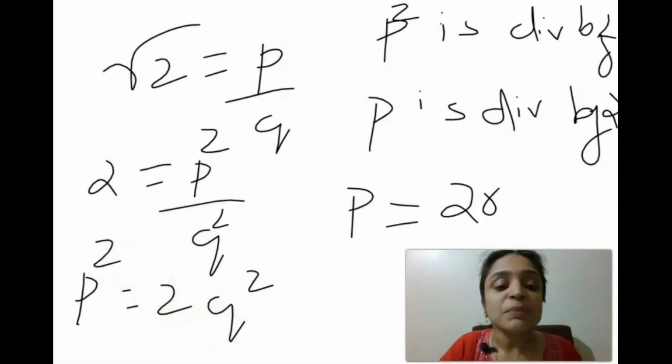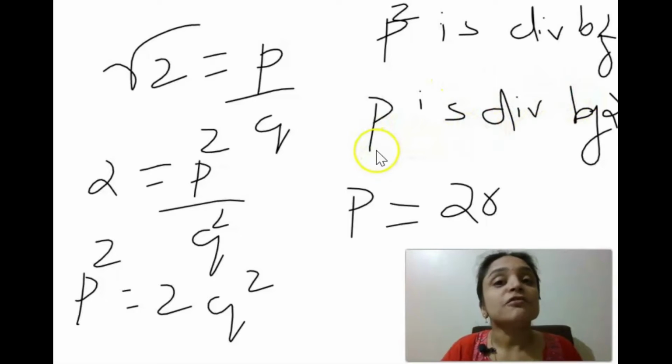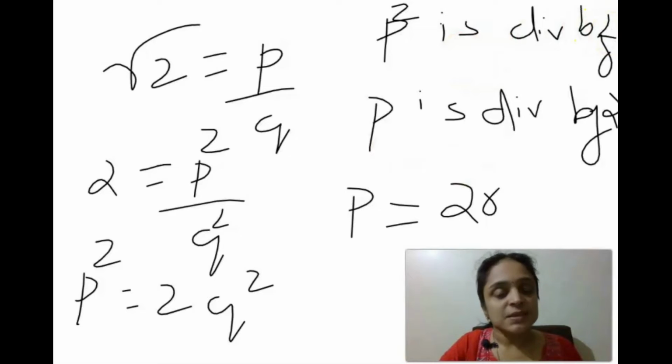So we have p square equal to 2q square, means p square equal to 2 into some number. That is, p is divisible by 2. If a number is 2 into something, then it is divisible by 2, right? So we have got that p square is divisible by 2, which means if p square is divisible by 2, let us say 4 square, that is 16, is divisible by 2, then 4 is also divisible by 2. Right? So p square is divisible by 2, which means p is divisible by 2.